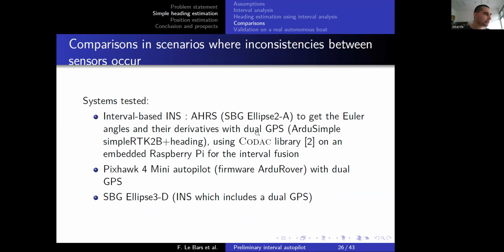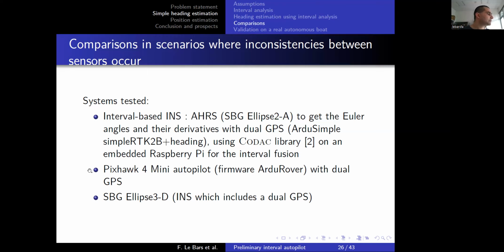And we had dual GPS separated to that. And we also used, when needed, the magnetometers inside the SBG AHRS. And for the interval estimation algorithms, we used the Codac library on an embedded computer. So this is our own system.